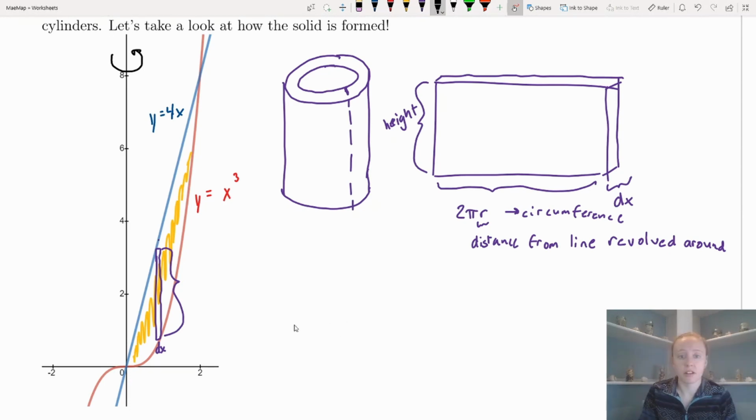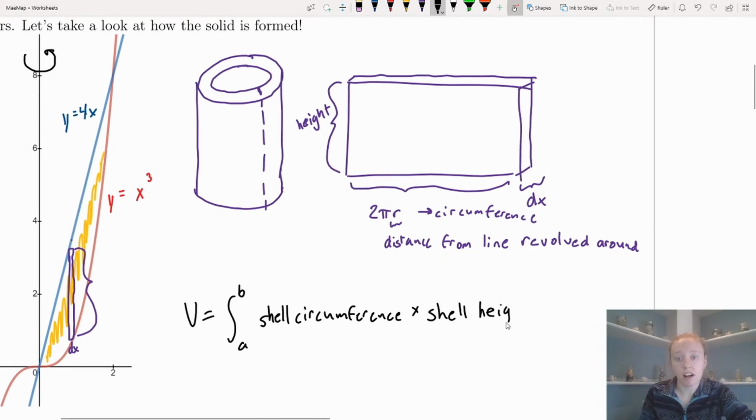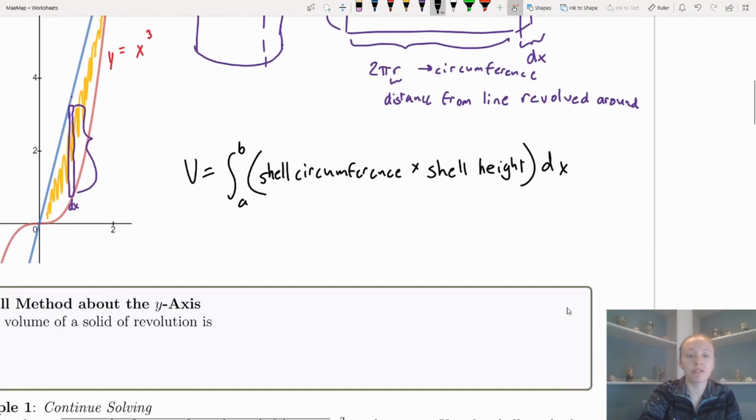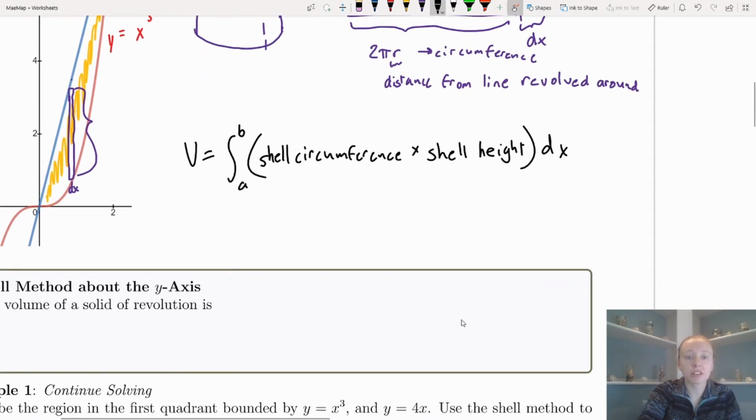So overall, for using the shell method, volume is going to be from some bounds, I'll just say A to B, and we need our shell circumference times our shell height. And that all gets integrated with respect to either x or y, depending on which way those rectangles are drawn. So let's move on to this blue box and fill in just a general formula.